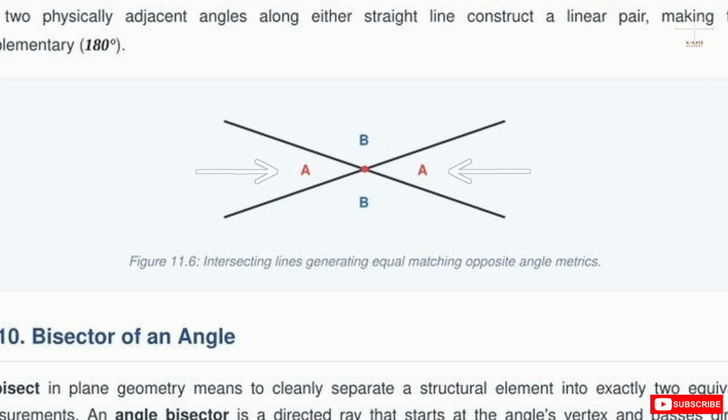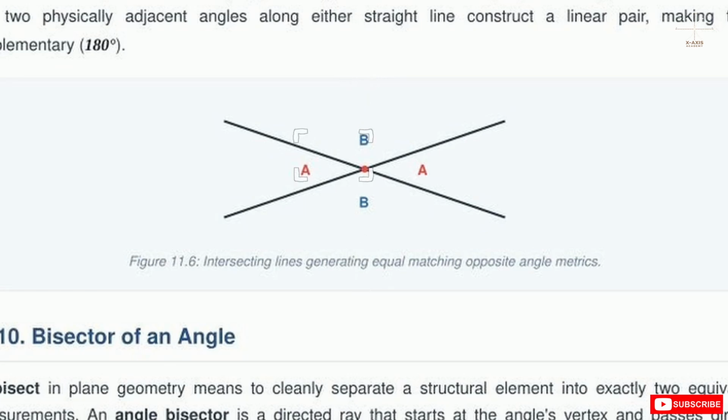The pairs sitting directly across the center point from one another are vertically opposite angles. They share a strict core property. Their measurements are unconditionally equal. The top angle perfectly matches the bottom.